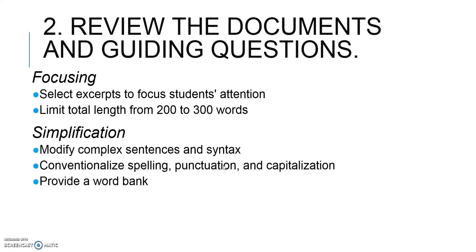Next, you might think about simplifying the language in the documents. The goal here is to make it accessible for kids. We want them to be able to comprehend the information so that they can apply historical thinking skills. So making the language less complicated and conventionalizing the mechanics is going to help get your kids there faster.